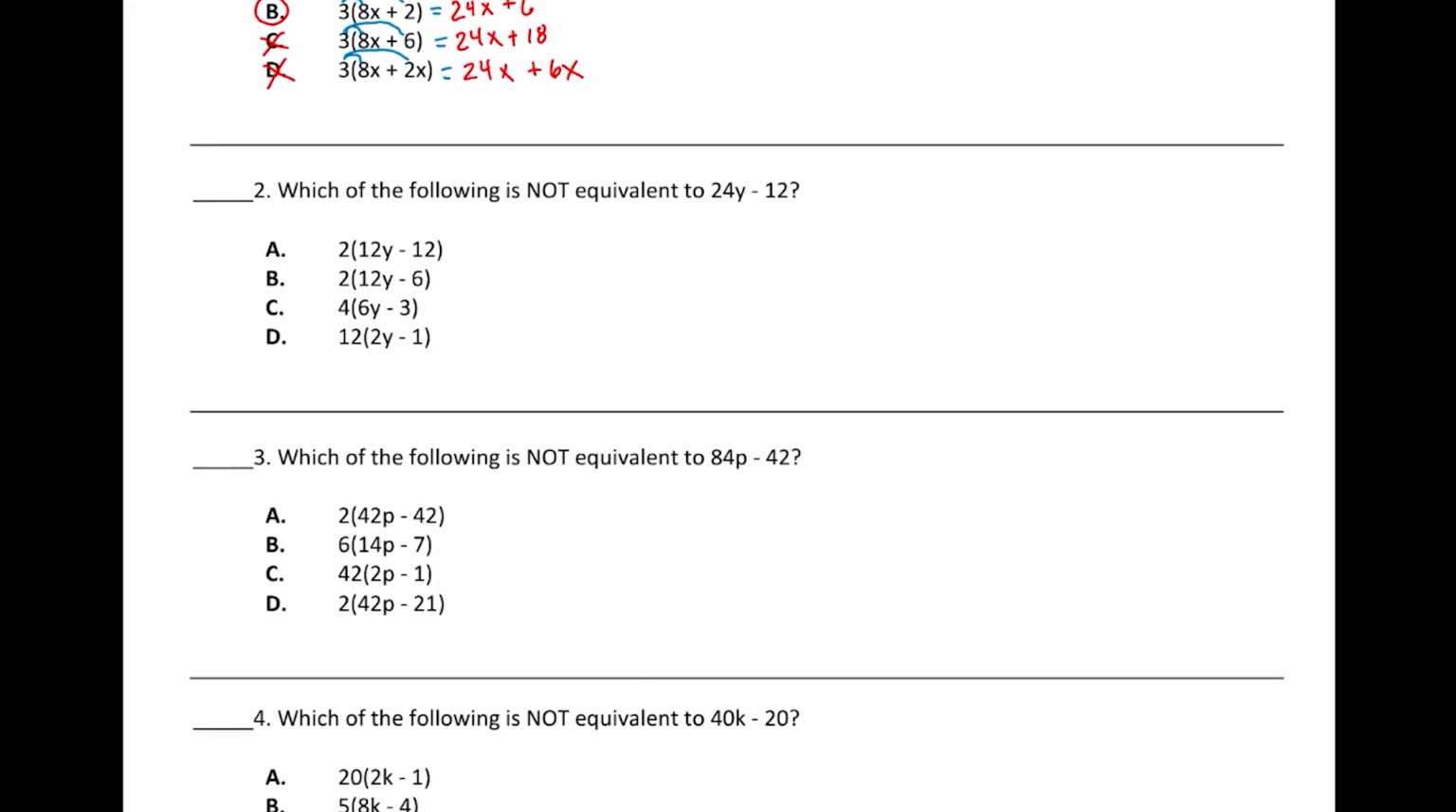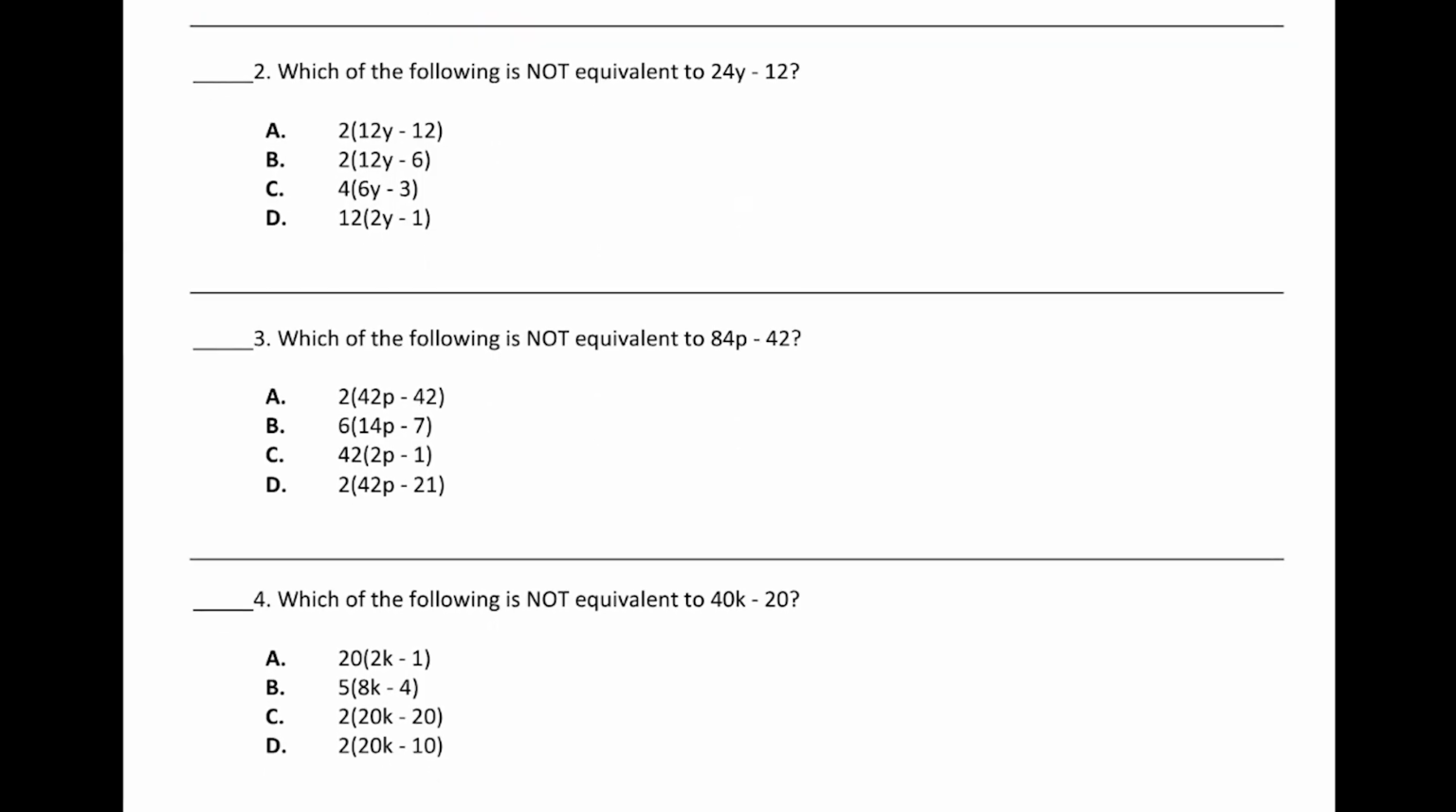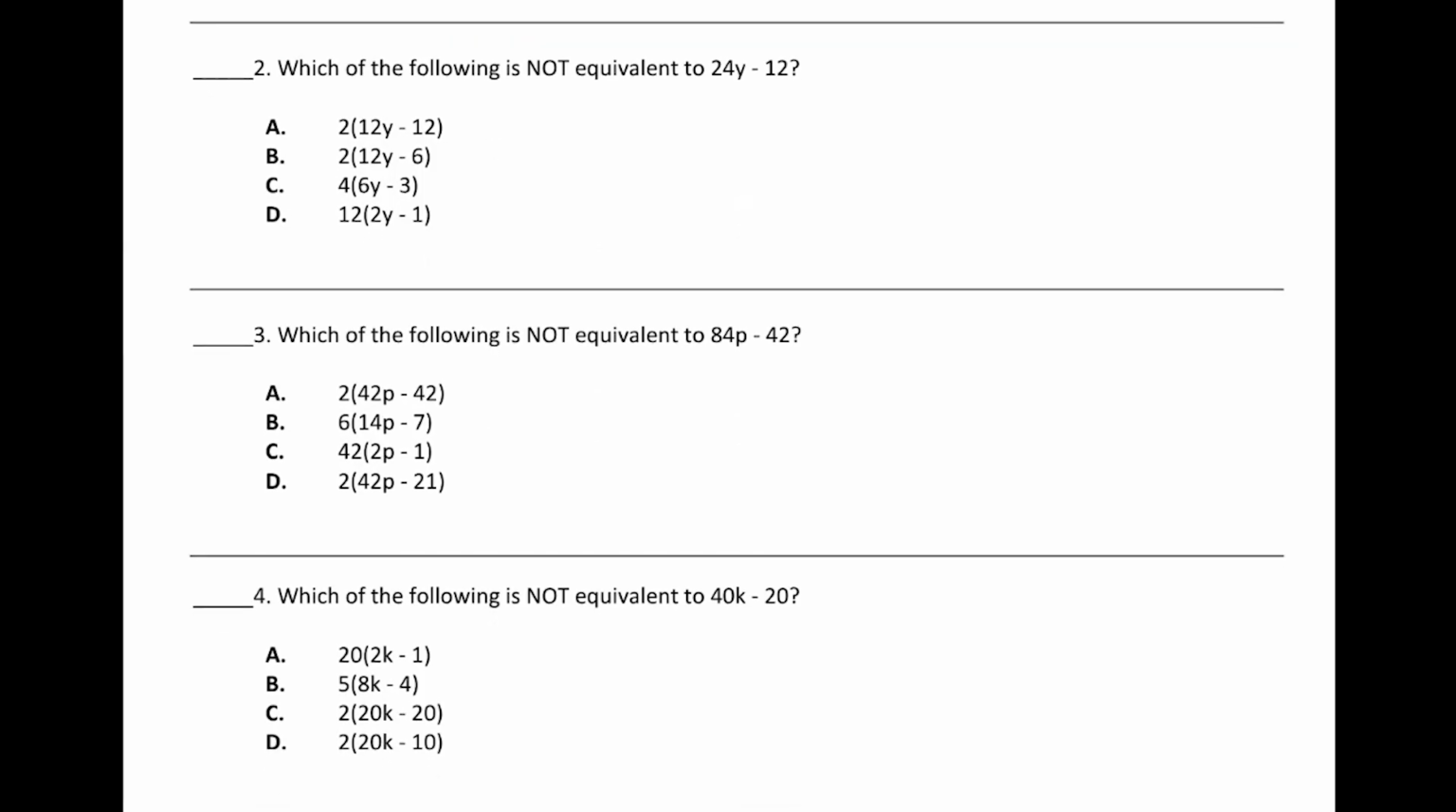Number 2 asks, which of the following is not equivalent? So that means that 3 of these 4 answer choices should be the same if we multiply them out like we did in number 1. So I'll start by multiplying out the 2 using the distributive property to get 24y minus 24. All right, well, that's definitely not the same. So that is probably going to be our answer. But with this testing strategy, I highly encourage you to check all the answer choices just to make sure you didn't make a mistake somewhere.